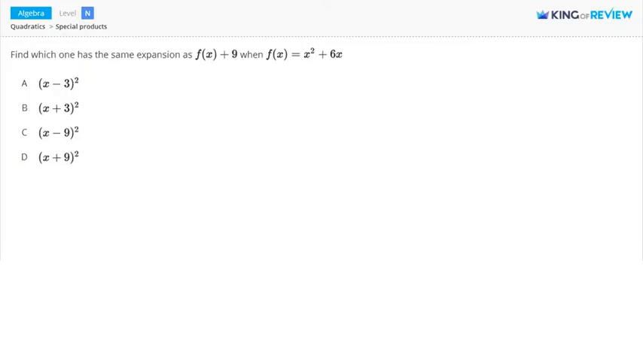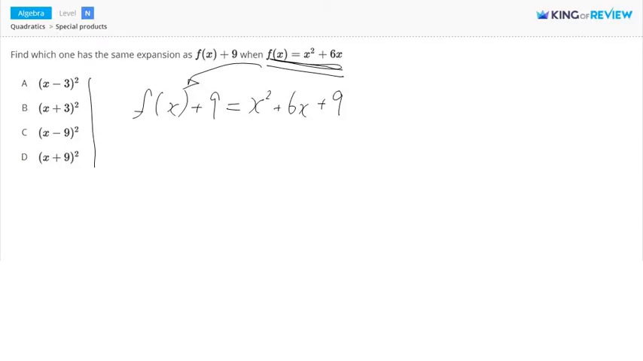Find which one has the same expansion as f of x plus 9 when f of x is equal to x squared plus 6x. Alright, so let's write down the equation: f of x plus 9. We're going to figure out which one of these over here is going to be the same as f of x plus 9. Well, what is f of x? It says right here, f of x is equal to x squared plus 6x, so we could just substitute it in here. So this is going to say x squared plus 6x plus 9.